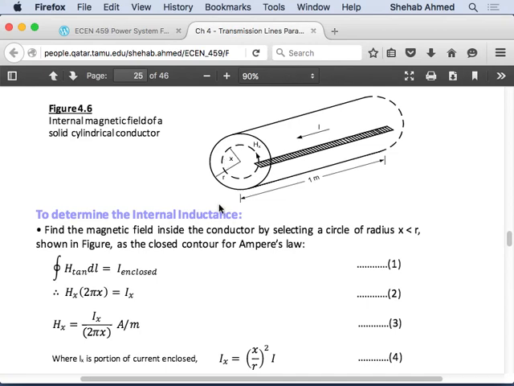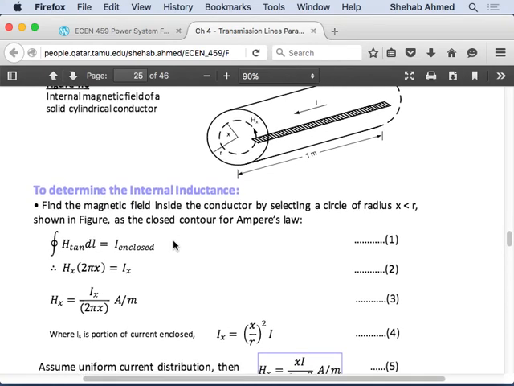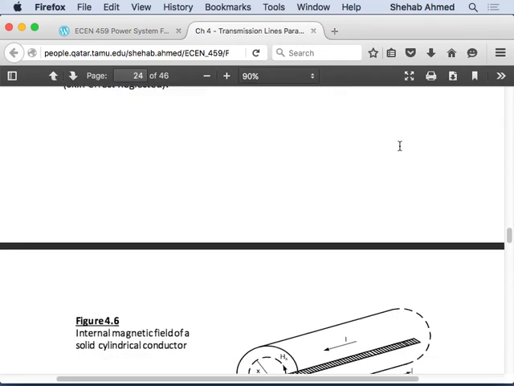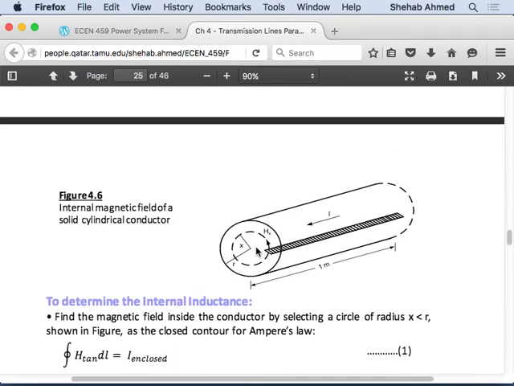So let's go through the process. So again, we will start with Ampere's law, which says that the closed integral of H dot dl is equal to the current enclosed. The current enclosed, if I'm going to look at, again, the magnetic field inside the conductor is due to what? A portion of the current, because if I look at my assumptions, I said that it has uniform current density, right? So this conductor has uniform current density, meaning not all of the current I will go through this cross-section area of the conductor. How much of current I will flow through here?